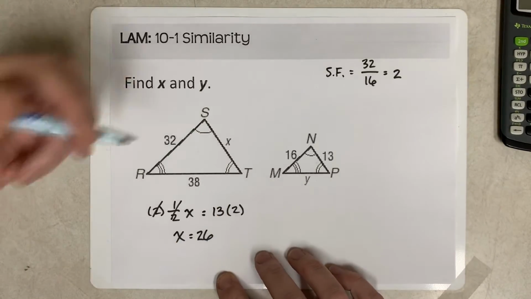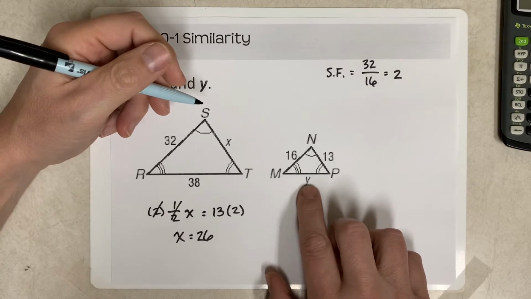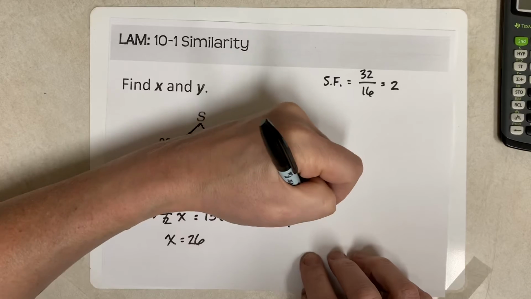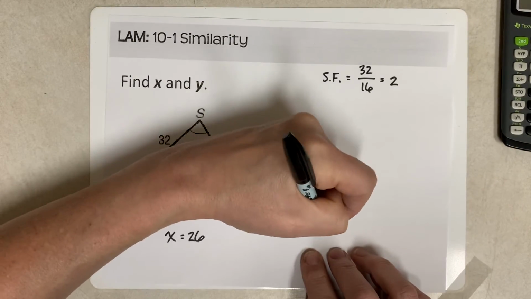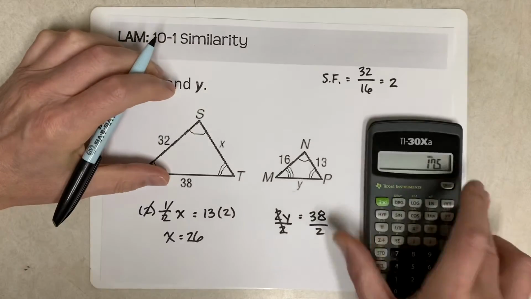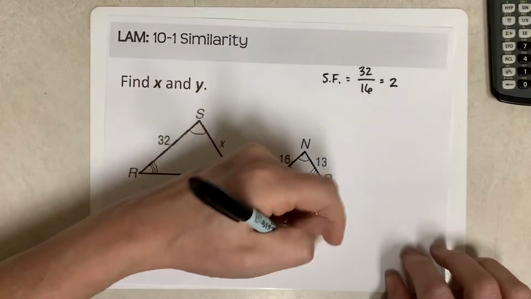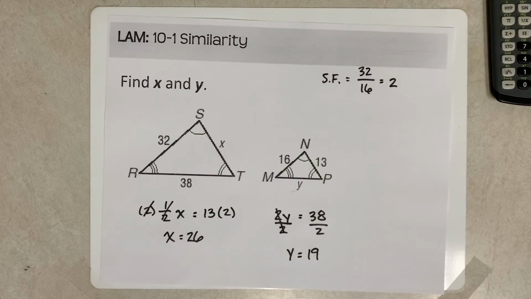Okay, that's just a coincidence. To find y, I have to multiply y by 2 to get 38. So 2 times y is equal to 38. So I divide by 2, and then 38 divided by 2 turns out to be 19. So my y value is 19.